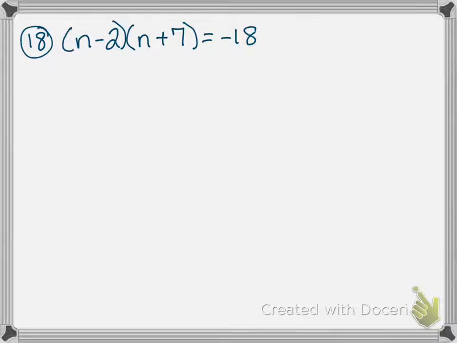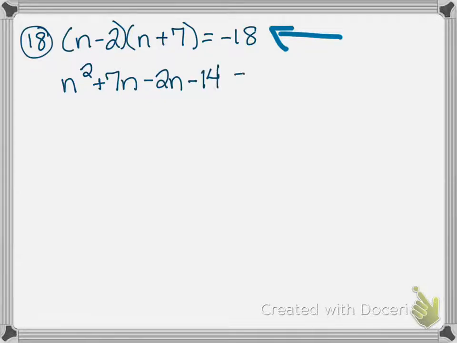It's very, very important that you remember that this has to be 0. That has to be 0. You can't do anything if that's not 0. So here I'm going to do n times n, which is n squared. n times 7 is 7n. Negative 2 times n is minus 2n. Negative 2 times 7 is negative 14.